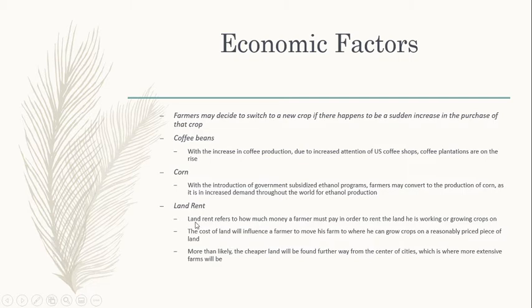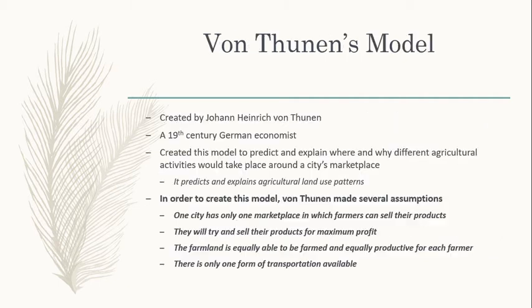Land rent. So land rent refers to how much money a farmer must pay in order to rent the land he is working on or growing crops on. The cost of the land will influence a farmer to move his farm to where he can grow crops on a reasonably priced piece of land. So more than likely, the cheaper land will be found further away from the center of cities, which is where more extensive farms will be.